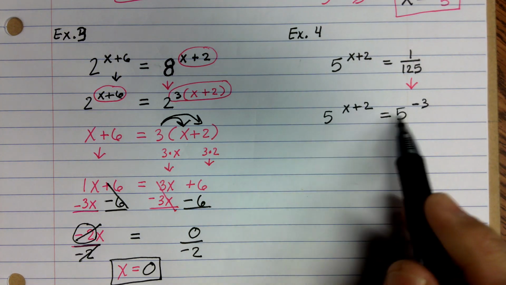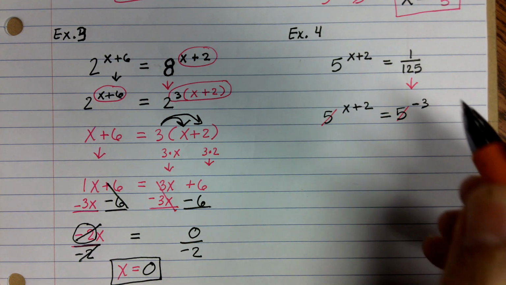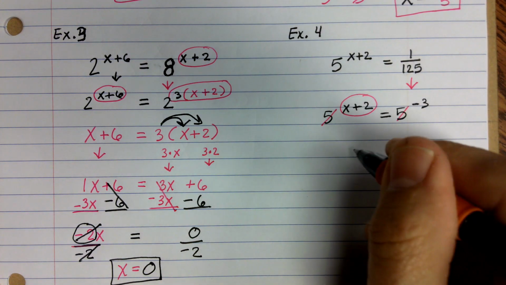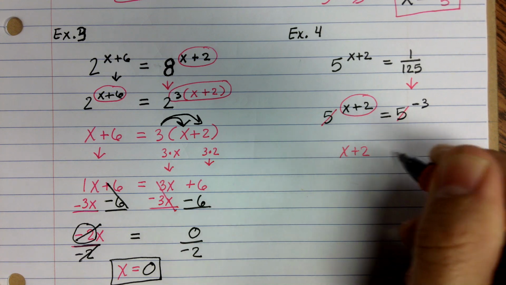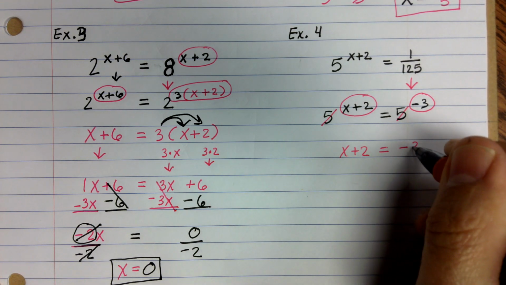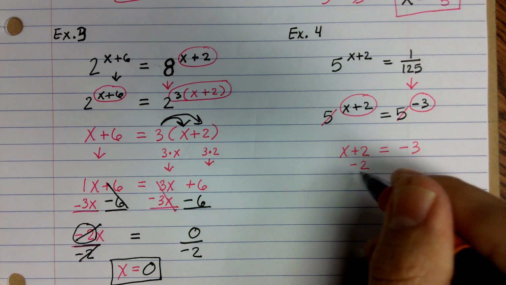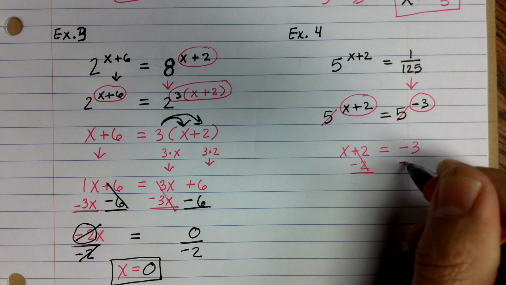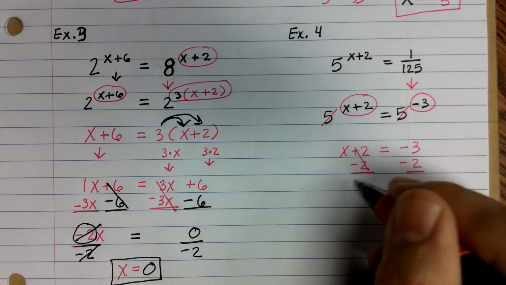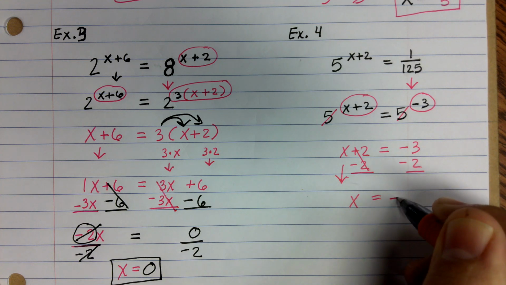And now we have equivalent bases, so we can ignore those, right? Mark them out, and we're going to take our exponent up here, x plus 2, and set it equal to the exponent on the right side, which is negative 3. And we're going to solve for x. So I'm just going to subtract 2 from both sides. And I end up with x is equal to negative 5.